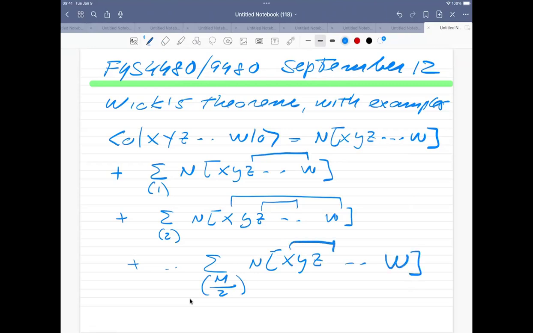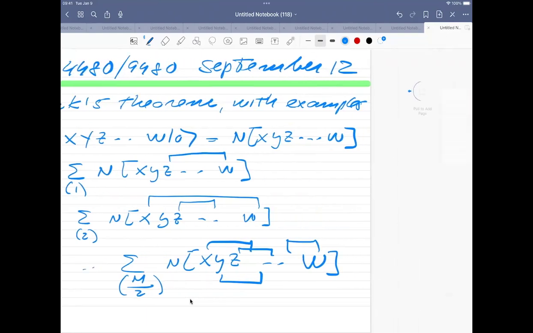And then we would write this like that. And this would be contracted again. So that's Wick's theorem. And the contractions were defined in the following way. So if we now go back to the way we wrote the contractions.